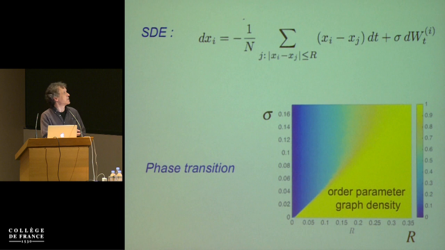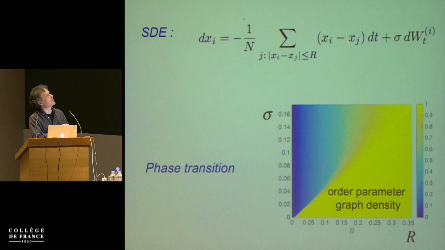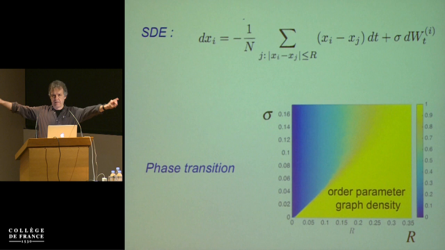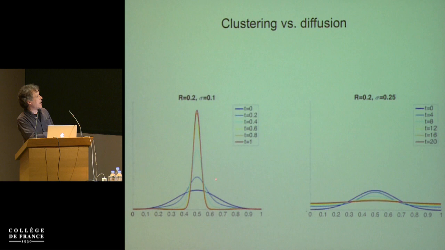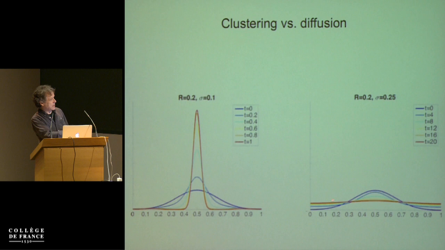So you can set up a stochastic differential equation where the agents do their averaging, but then there's a little Brownian process that goes with the noise sigma. Then you can draw these phase diagrams between the noise and R, which is the length of this averaging. You look at R on both sides, and you average yourself, and you see a phase transition, which is interesting, between order, where you would have clustering, and, when you increase sigma, the noise, something that becomes flat, which is uniform.